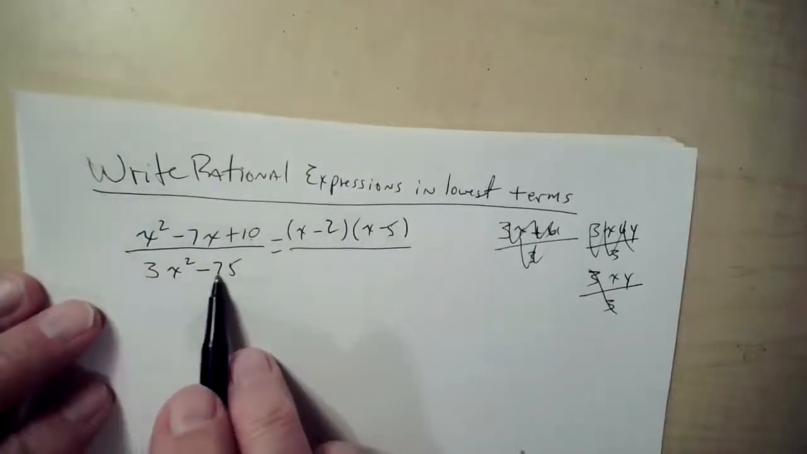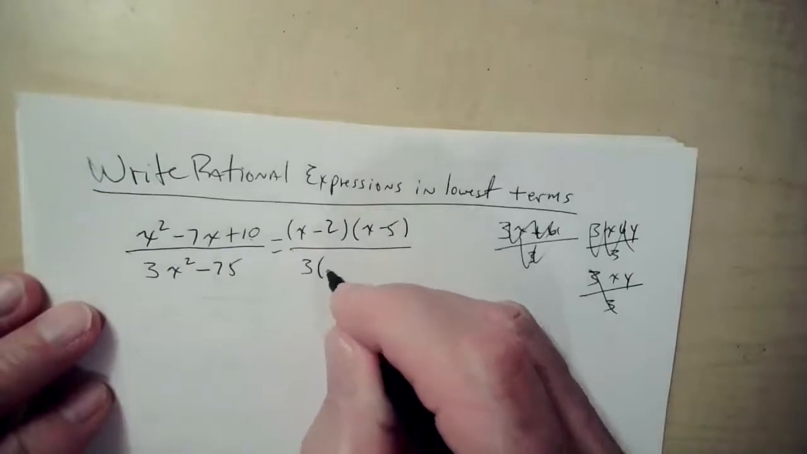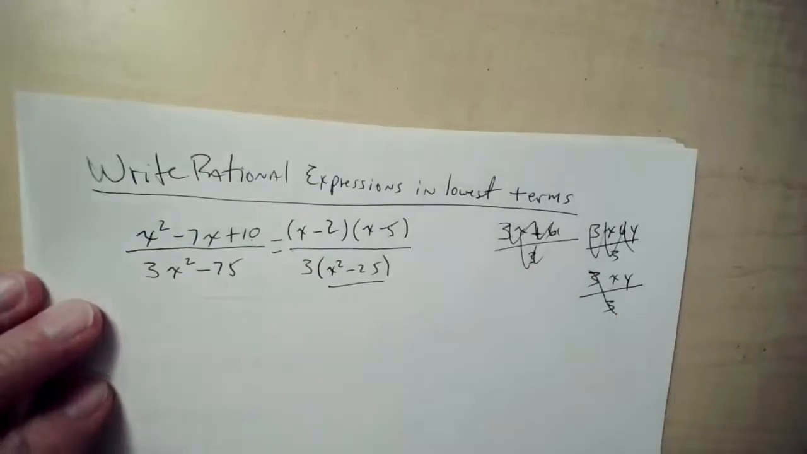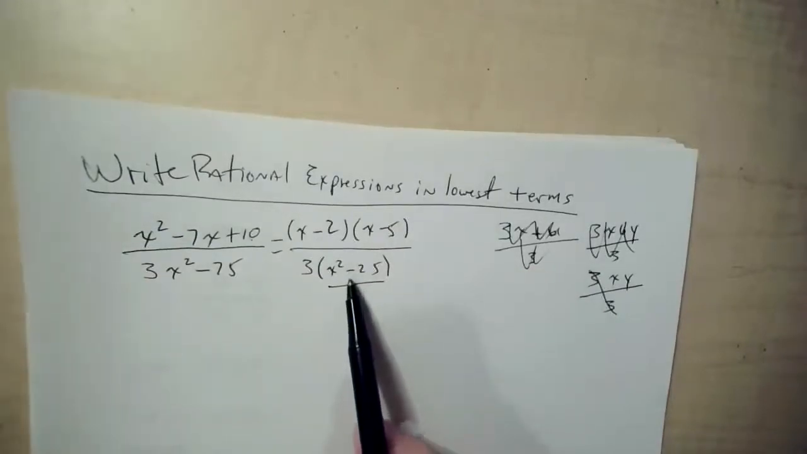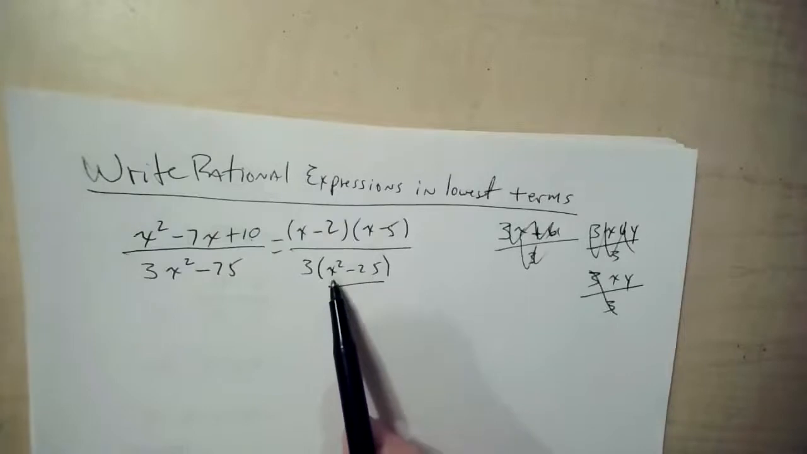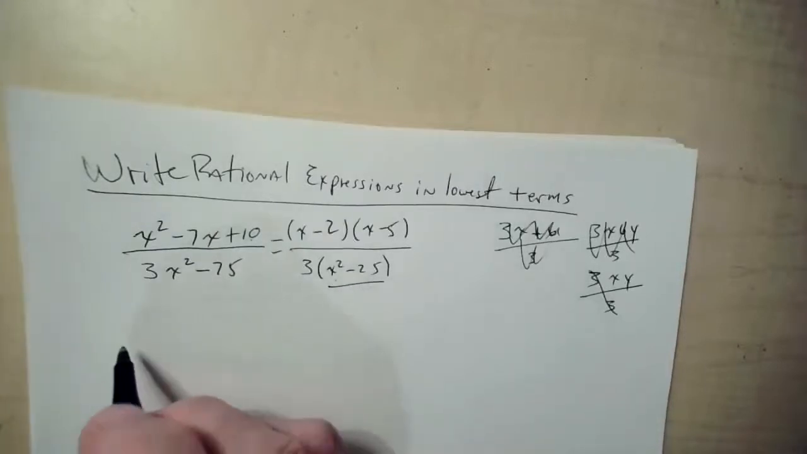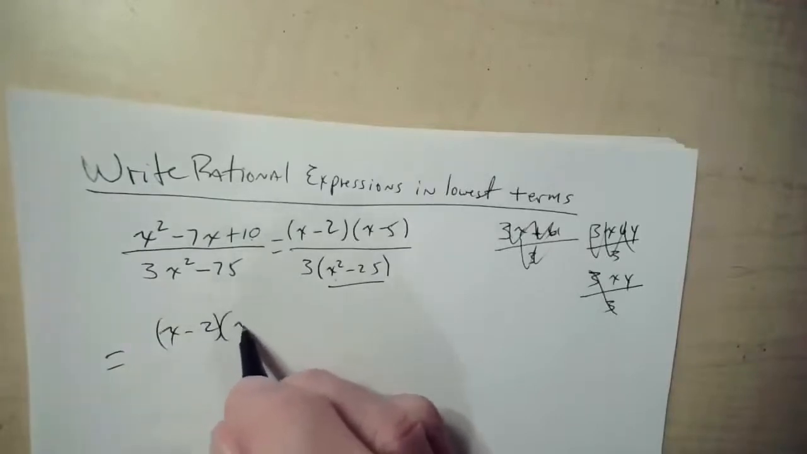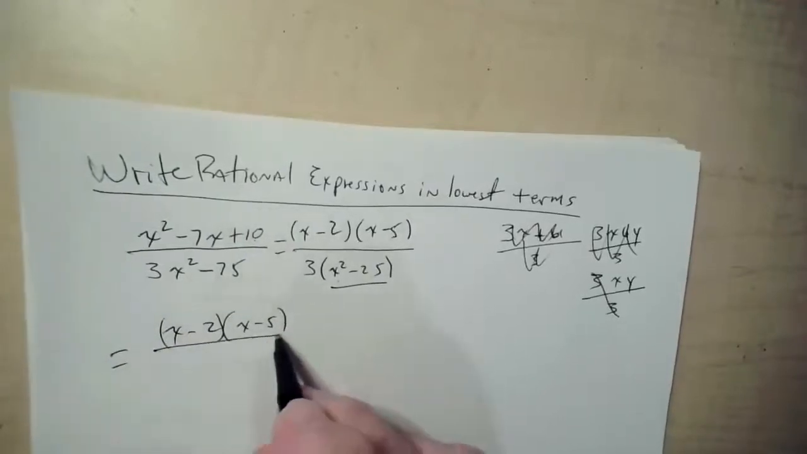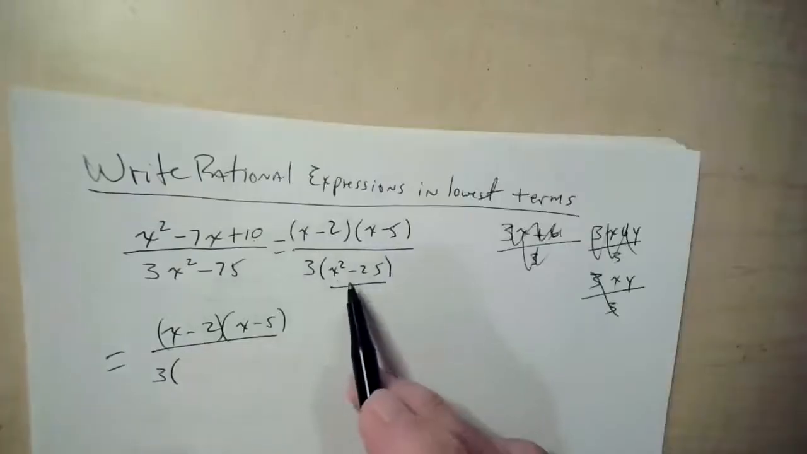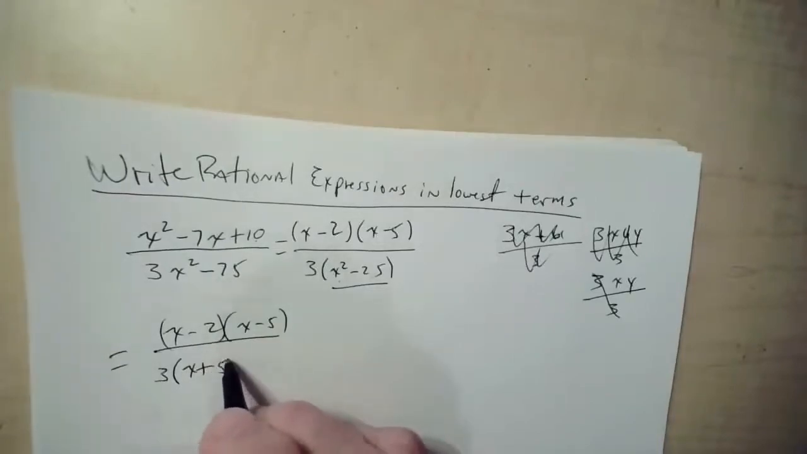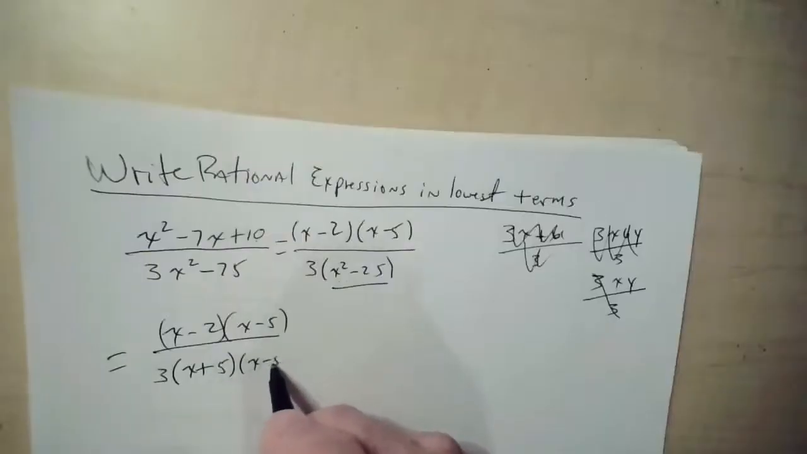We can factor out a 3 out of here. And then we get x squared minus 25. And here you have a conjugate. It's the difference of two squares. So we have x minus 2 times x minus 5 in the numerator. And you have 3 open. Okay, again, this is a conjugate. So we have x plus 5 and x minus 5. Does somebody have a question?